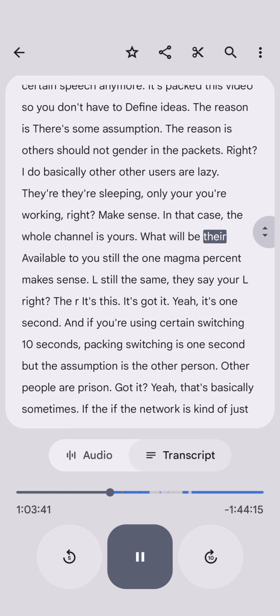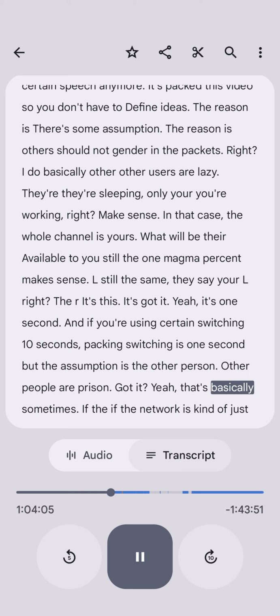What will be the R? The R available to you is still 1 megabit per second. Make sense? In that case, the L is still the same. This is still your L, right? The R is this. Got it? It's 1 second. And if you're using circuit switching, 10 seconds. Packet switching is 1 second. But the assumption is the other people are idle.